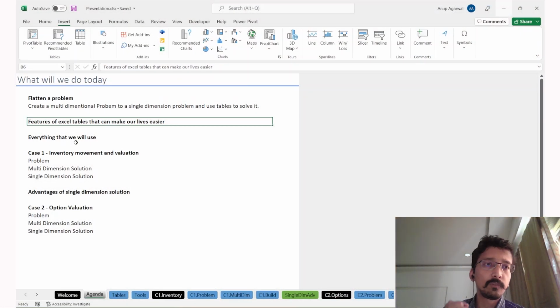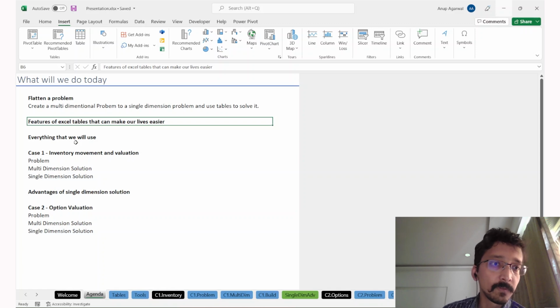It focuses on a type of problem that we got inspiration from, and so that's what we will be talking about. A brief about what we will do today. We are trying to solve flat problems. So a problem where we are focusing on a single dimension, or we convert a problem into a single dimension problem, and then use Excel tables to build it and solve it, model that single dimension.